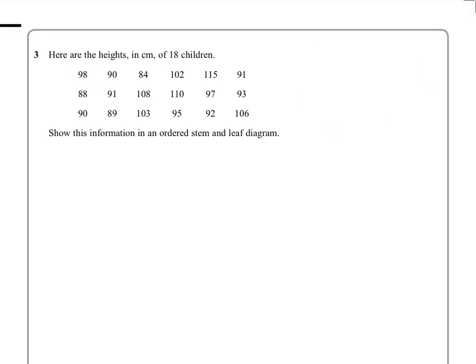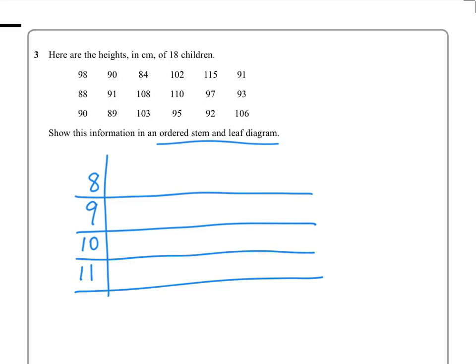So in this question, we've got to draw an ordered stem and leaf diagram. So let's have a look. So we've got the stems sorted out. We've just got to put the leaves in. What I tend to do is do one here so I can quickly tick them off. So I've got an 84, an 88, an 89, and then I can order those 4, 8, 9.